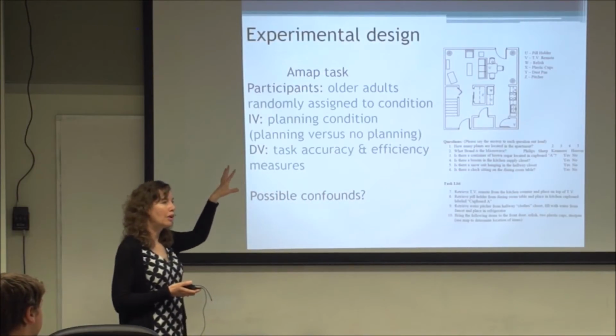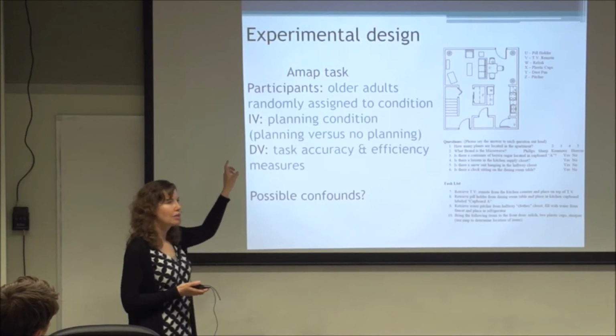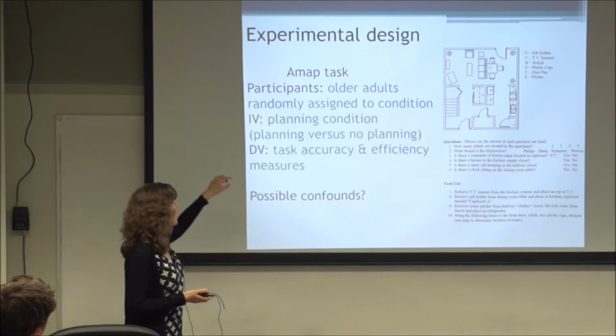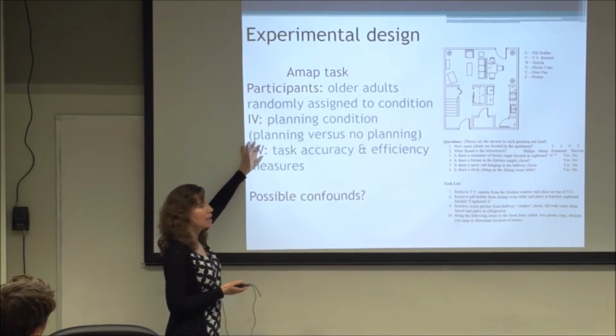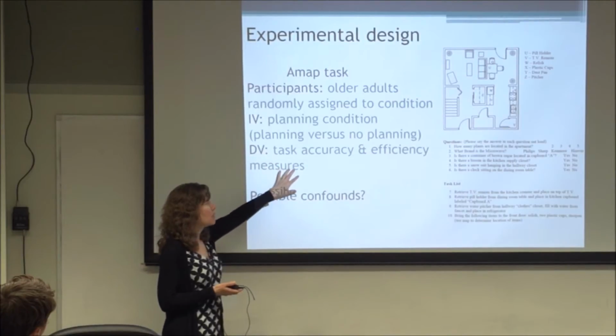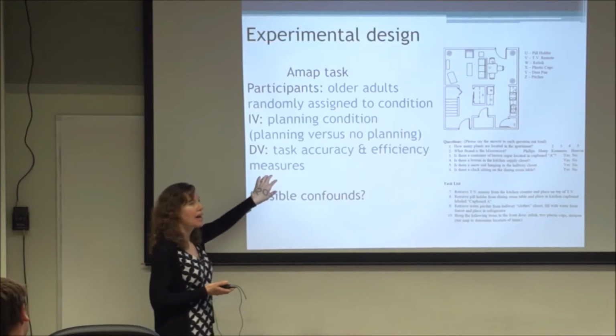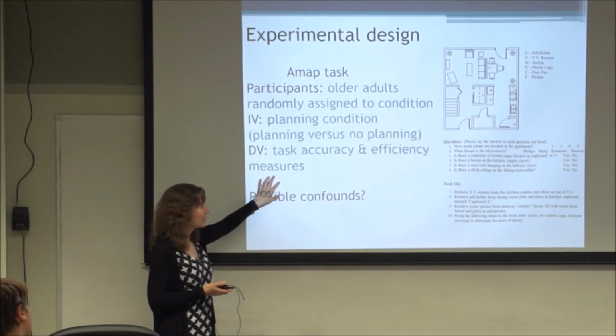So we took older adults and we randomly assigned them to either a planning or a no planning condition. So our independent variable is planning or no planning, and our dependent variables were our measure of how accurate they were in doing everything correctly, and then how efficiently they did it.